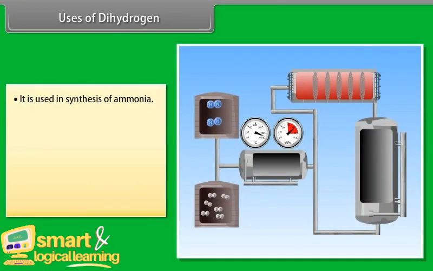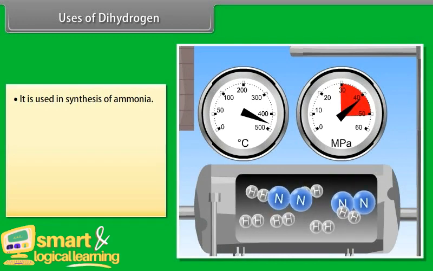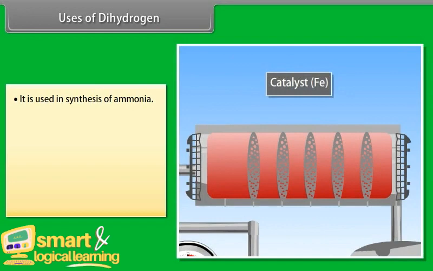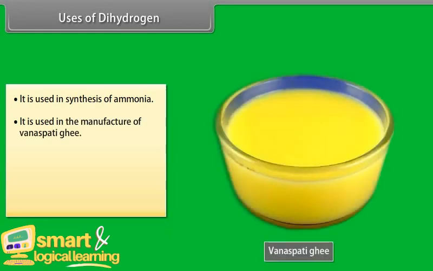Uses of dihydrogen. It is used in synthesis of ammonia. Nitrogen and hydrogen are passed to a heater, where these are heated up to a certain temperature. After that, they are compressed and then passed to a heater, where the reaction takes place. After that, the mixture is passed to a waste heat boiler, from which ammonia is cooled and then stored, and nitrogen and hydrogen are recycled. It is used in the manufacture of Vanaspati ghee.